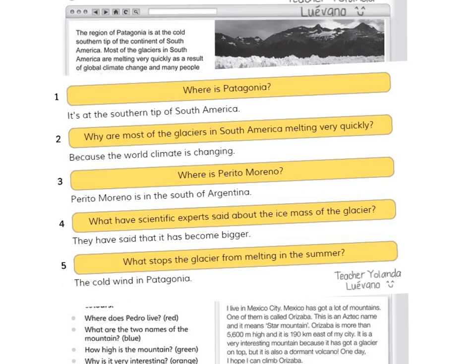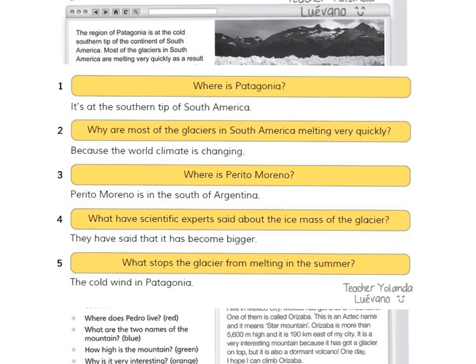These should be our answers. So let's pay attention. The first one we have already checked it because it was the example and it's where is Patagonia. Now, because the world climate is changing. So it is why are most of the glaciers in South America melting very quickly? 3. Where is Perito Moreno? Perito Moreno is in the south of Argentina. What have scientific experts said about the ice mass of the glacier? Because it's have and said. So we have have and said here. 5. What stops the glacier from melting in the summer? The cold wind in Patagonia. So make sure that you write the corrections in case you have any mistakes, right?